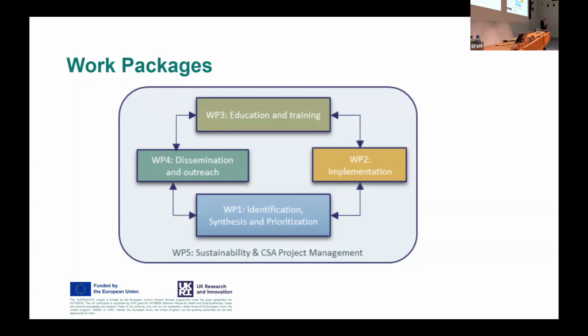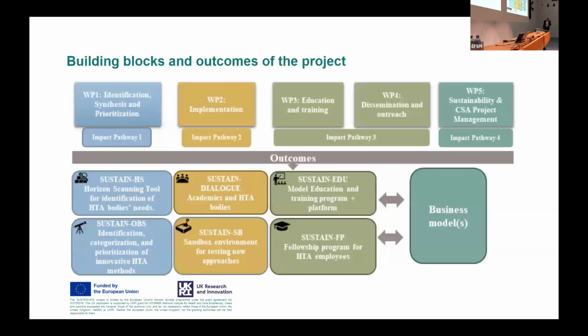We try to have it simple because sometimes you see these projects have 10 or 12 work packages. We feel we should keep it very small and simple. But under this work package, we are going to do a number of things. So for instance, in the identification, synthesis and prioritization work package, we are going to develop what we call a horizon scanning tool to identify the needs of HTA bodies. And the idea is that we are going to do this structurally every year.